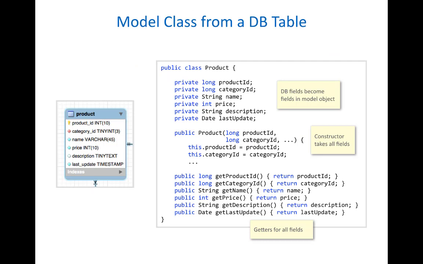This is a model class based on the product table in the database. Notice that the fields from the database become private instance variables in our model class. We have a constructor that sets all of the fields, and we have getters, but not setters, for each of the fields. The fact that we only have getters for the fields makes our model classes immutable, which is a desirable property to have when working with databases.